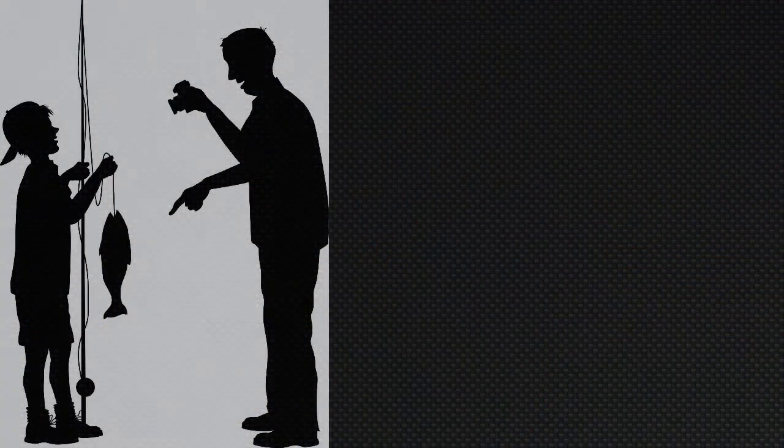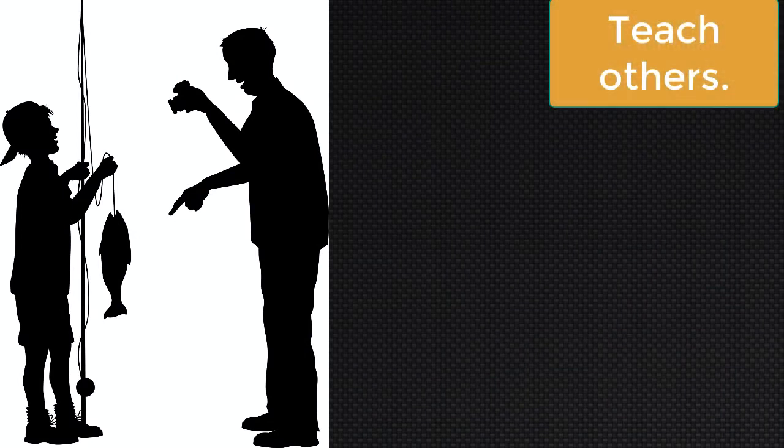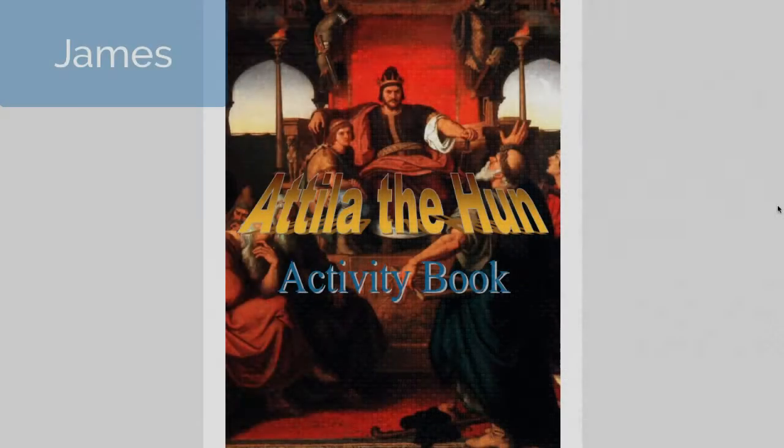Okay, let's get back to it. Another way that our high schoolers can learn how to fish when it comes to studying history is to teach others what they've learned. I'm sure that you've heard that one of the best ways to learn something yourself is by teaching it to someone else. So let's look at this example.